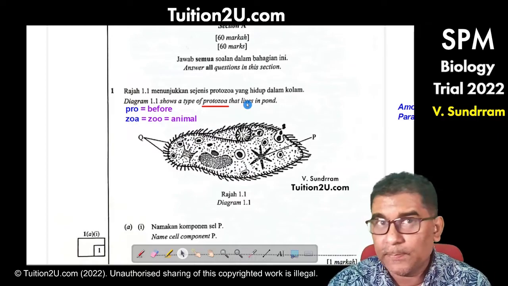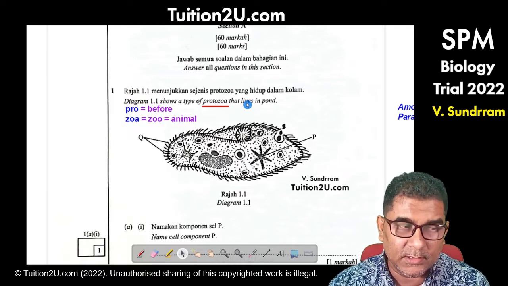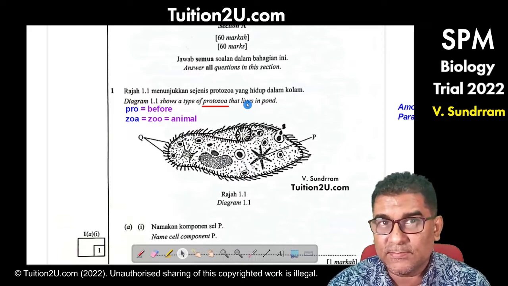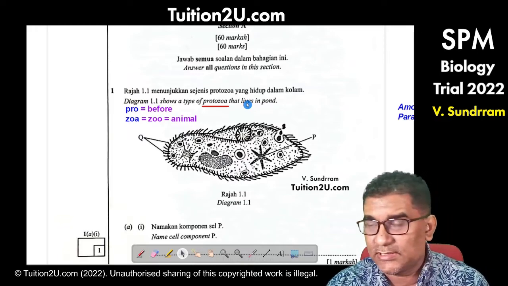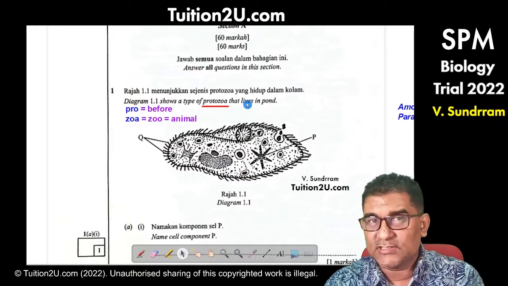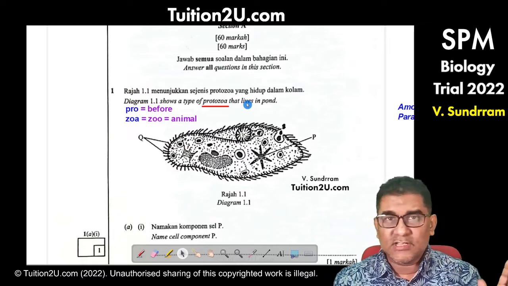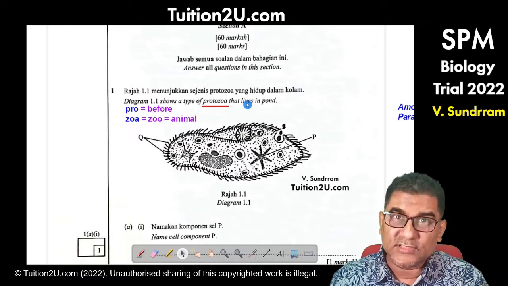For both Amoeba and Paramecium, you are supposed to know 7 living functions of the organism, like they do respiration, they do excretion, they do reproduction. Seven living processes for Amoeba and Paramecium you are supposed to know. Yes, in the syllabus we learn 7 living processes.